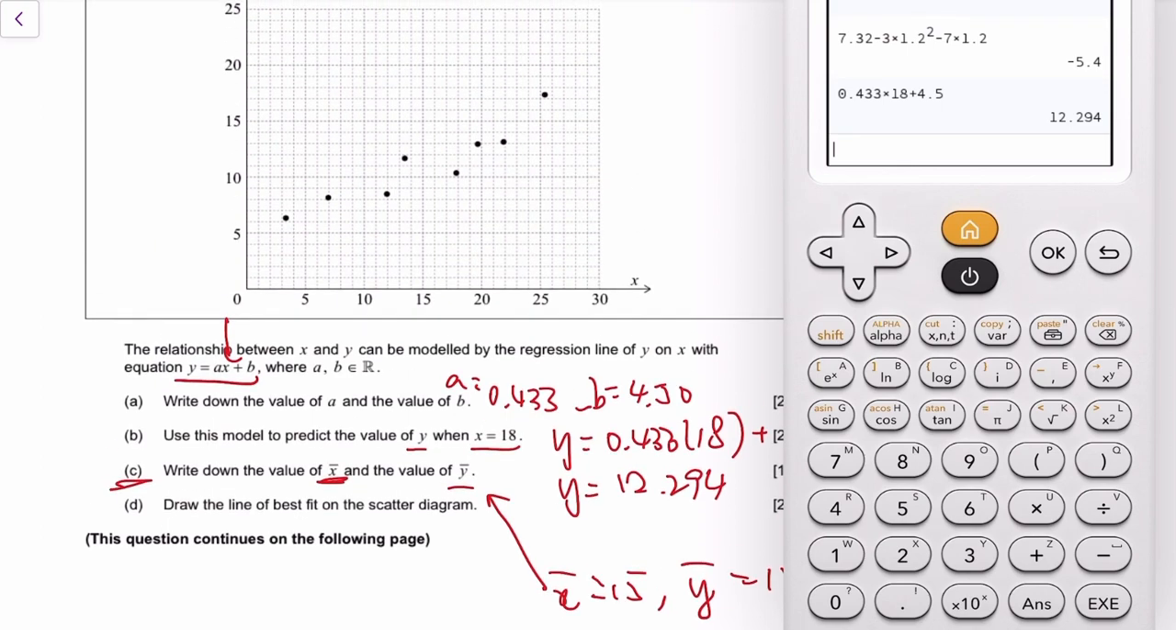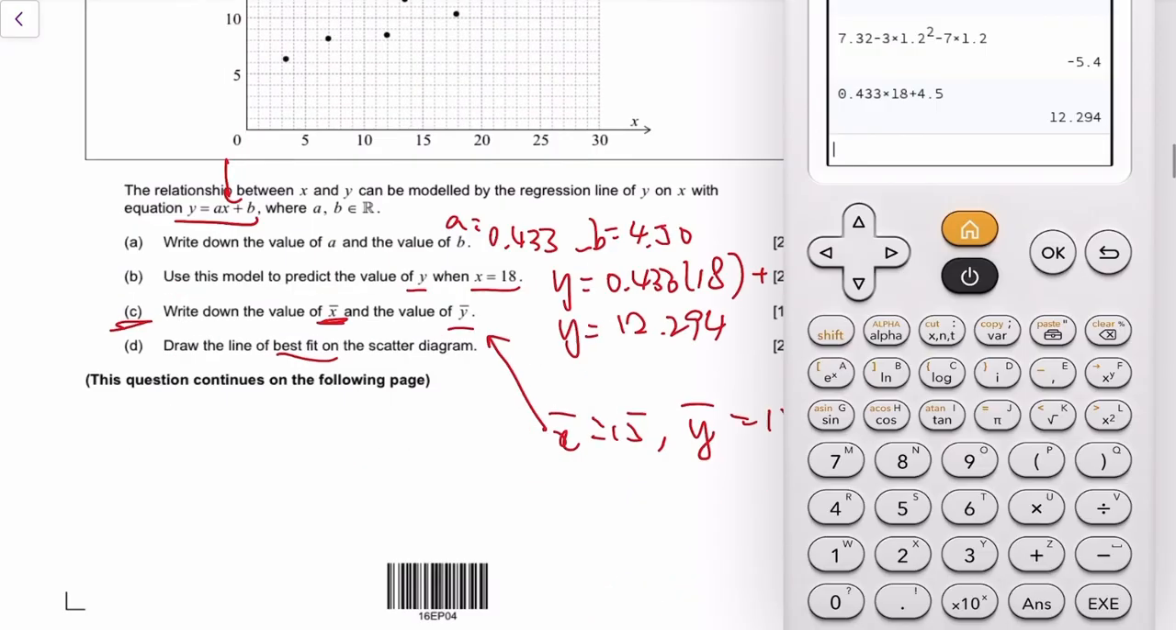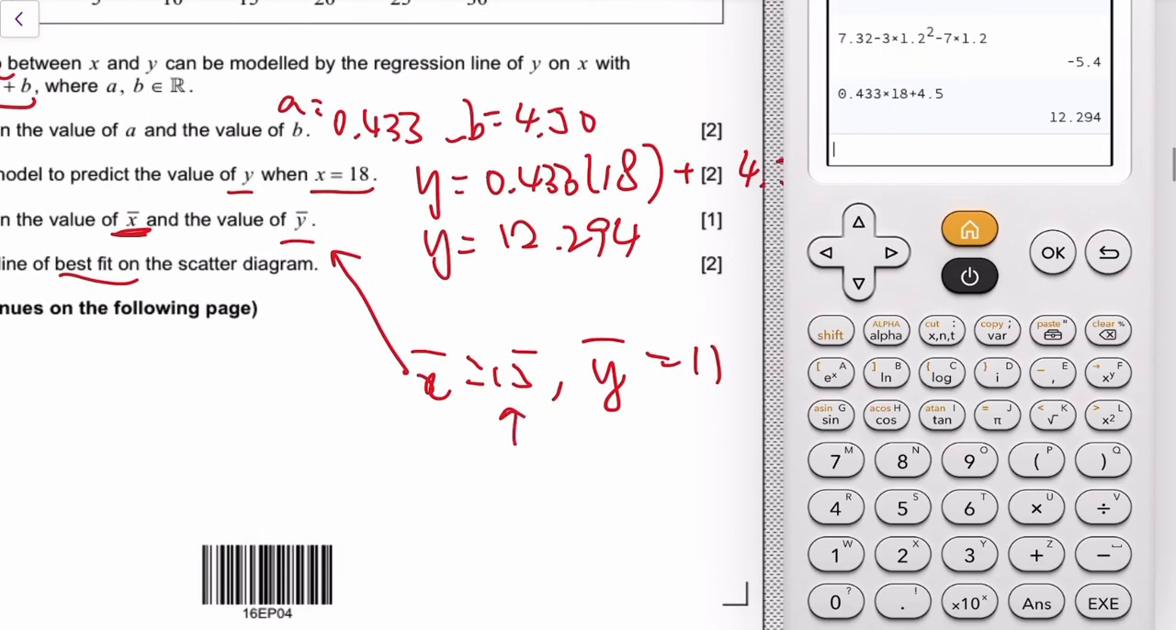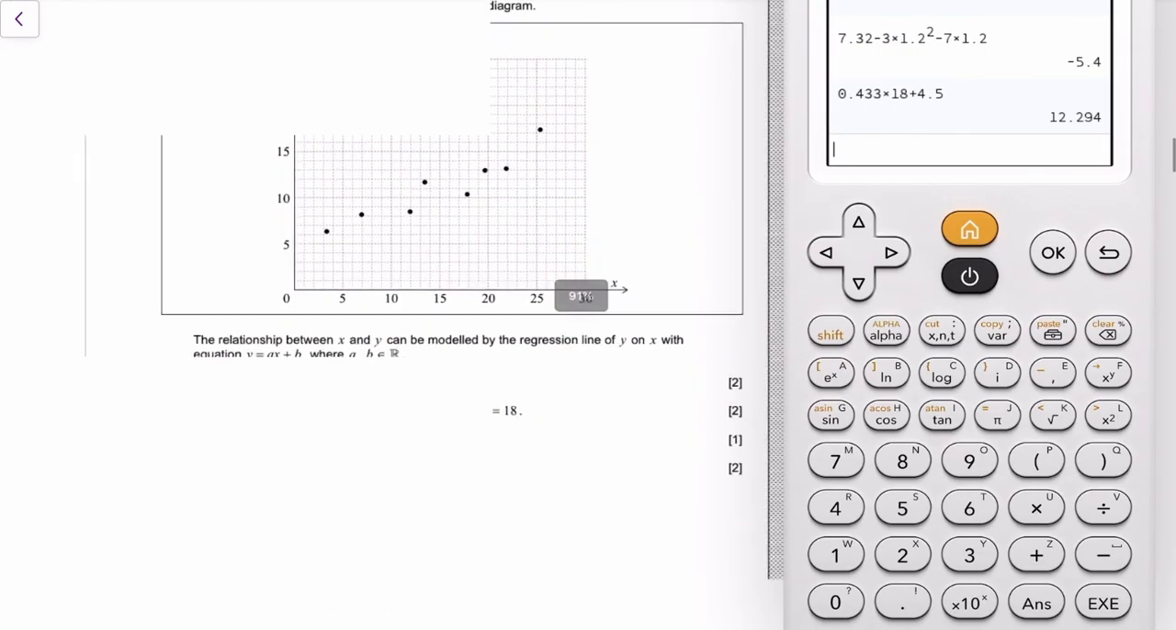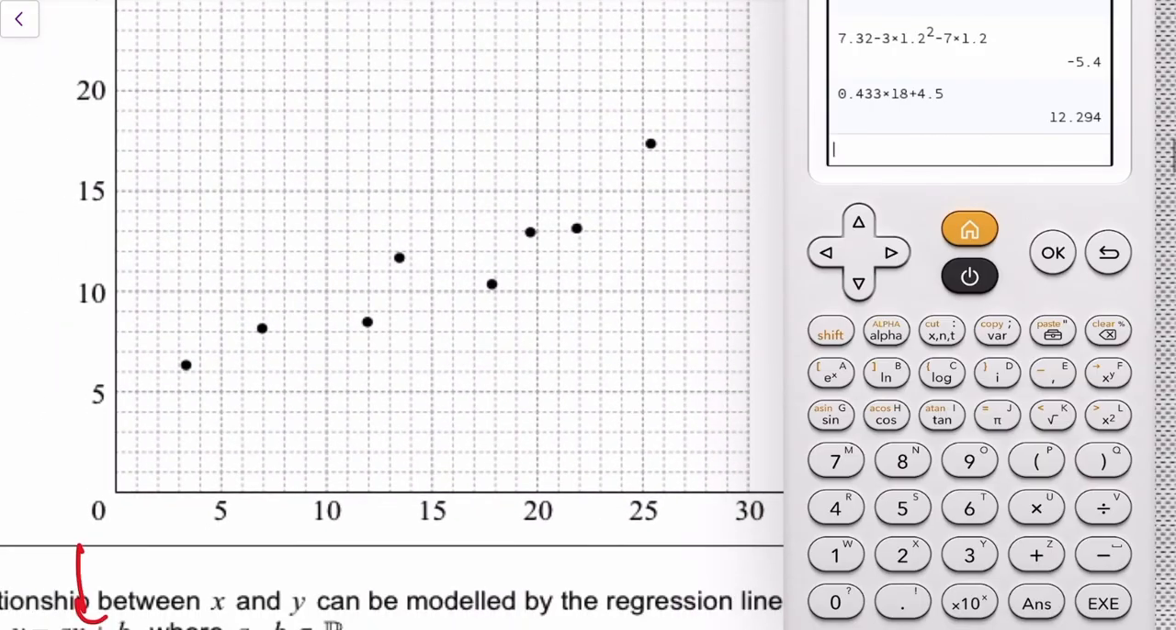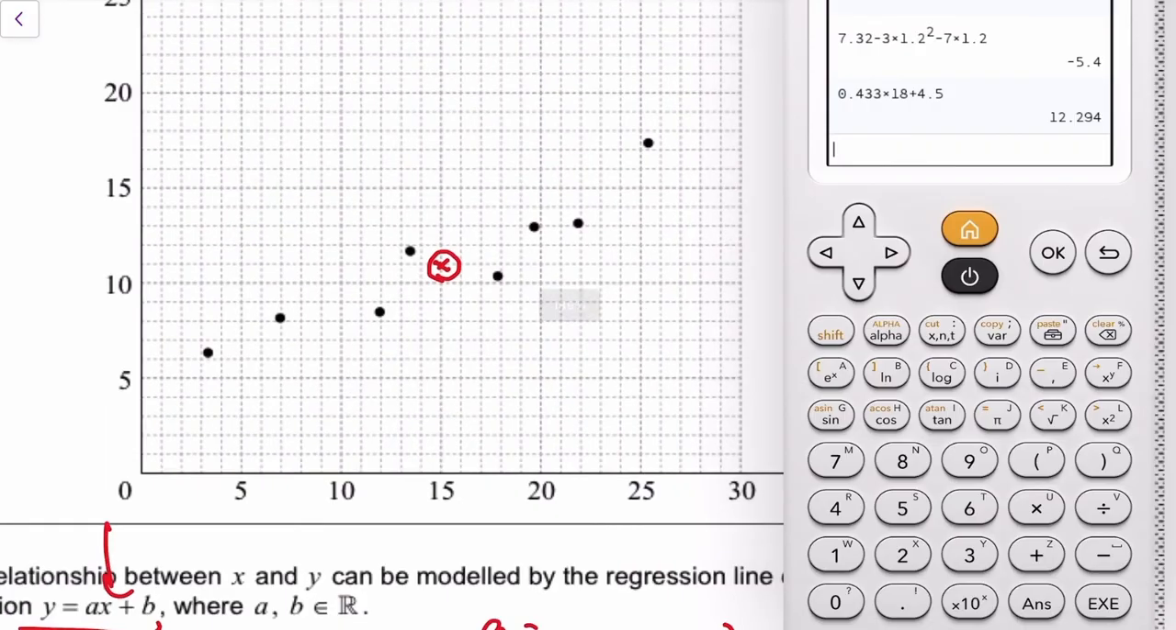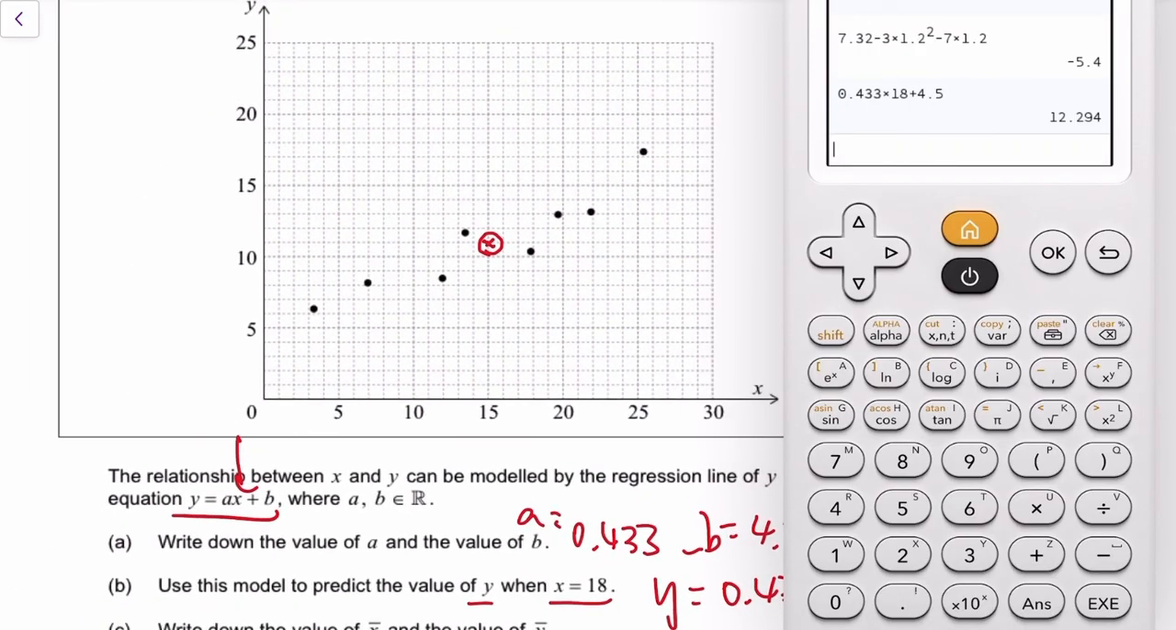Alright, the key would be the line of best fit always passes through the mean point, which is the point formed using the means, 15, 11. What is 15, 11? 15, 11 is roughly here. Usually we draw a circle to say that it's not an actual data point, but only the mean.